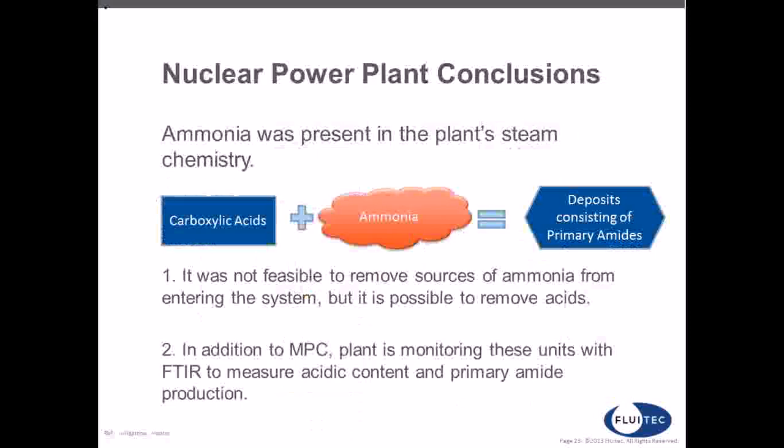So in this particular case, it's not actually possible to eliminate any chance of ammonia getting into the system again, but there are technologies to remove oxidation byproducts and remove some of these carboxylic acids. And the second big conclusion is that, in addition to the MPC test, looking at the amount of carboxylic acids as measured by infrared, and also looking at the formation of this little doublet that we saw in the infrared fingerprint and the formation of this amide, actually becomes a very important condition monitoring tool.